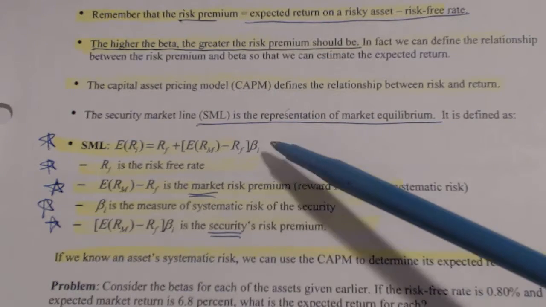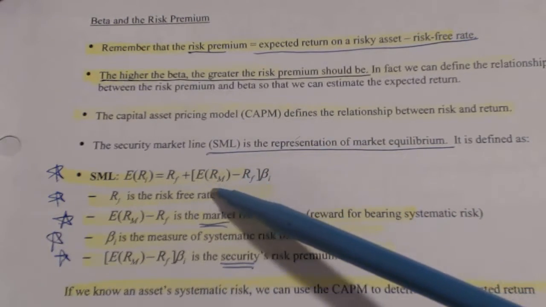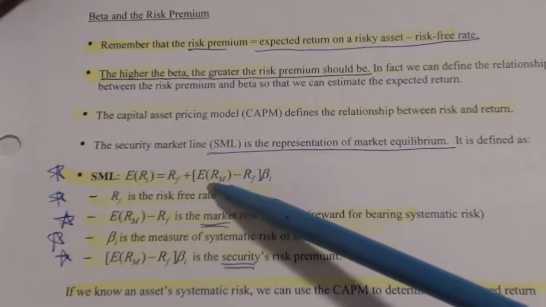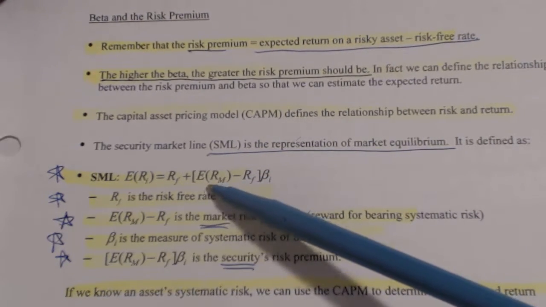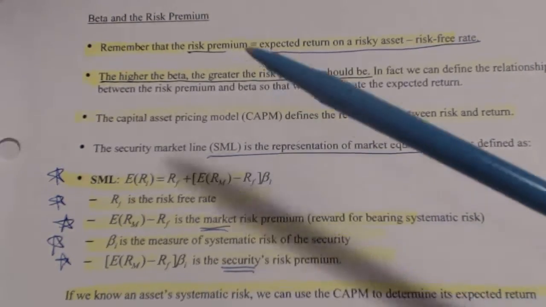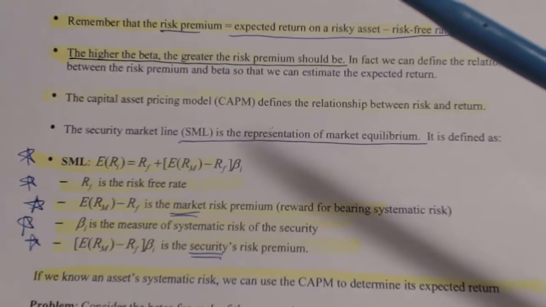So if you see premium, the key thing is that's this whole combination of these two, the market return minus the risk-free rate. If they just give you the expected market return, then you subtract the risk-free rate to get that number. Okay, it's real important to make sure you understand that.